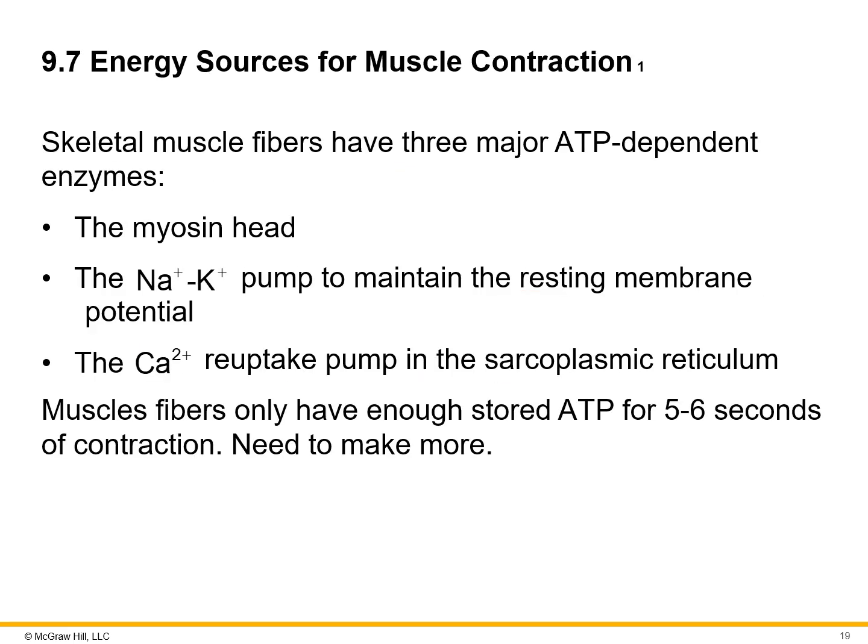All right, now what about the energy sources? I kind of mentioned a little bit about this already, but essentially there are three major ATP-dependent enzymes. We have one on the myosin head, so it can form the cross bridge. They have the sodium-potassium pump that we mentioned that restores the resting membrane potential, and the calcium reuptake in the sarcoplasmic reticulum. Again, we've mentioned these already as far as why we need ATP. Muscle fibers only have enough ATP to last about 5 to 6 seconds, so the need to take in more is constant.